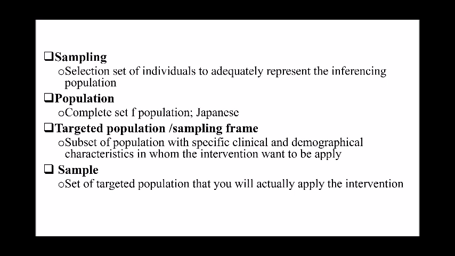Example, Japanese. Targeted population is the subset of the population that has specific clinical and demographic characteristics, on whom we want to apply the intervention. While the sample is a set of the targeted population that will actually receive the intervention. So not all the target population will receive it, but a subset of them.